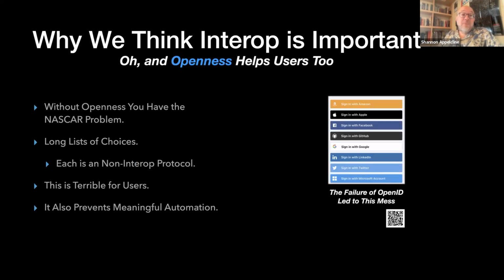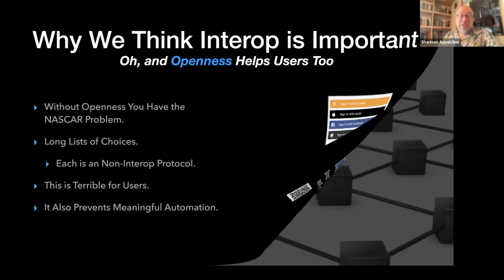Oh, not quite yet. Interoperability openness is also important for the user. So this is one where it isn't just affecting one person, but it's affecting everyone. And the reason is without the openness, then you have the NASCAR problem, which we can see at the right, where you try and sign into a service and it gives you this huge list of different methodologies. You could use Amazon, Apple, Facebook, GitHub, et cetera, et cetera. It's really bad for users. It's horrible accessibility. It also makes it harder to do meaningful automation, which is something that we've focused on with Guardian Envelope and the GSTP system that Wolf talked about a little bit earlier. There's an article there about how OpenID failed and has led to this interoperable problem, which is where I pulled this graphic from.